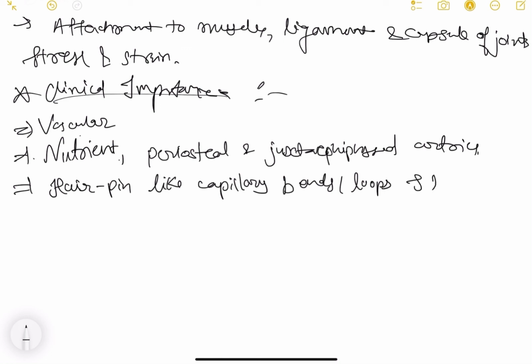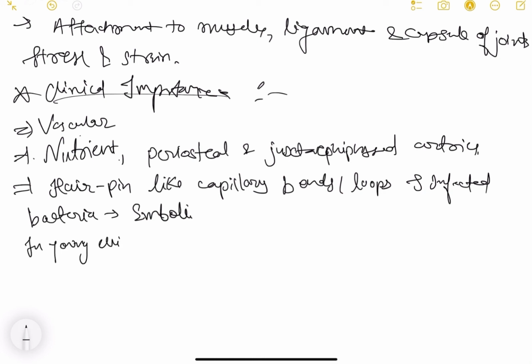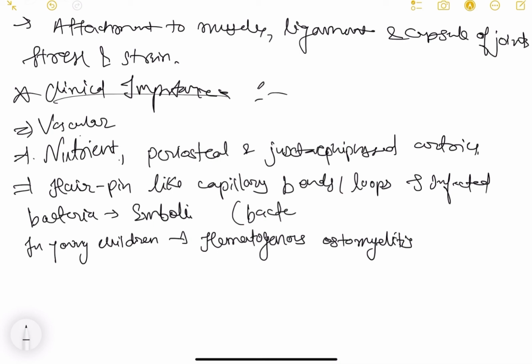So here infected bacteria create emboli. So in young children this metaphysis is at high risk, and it generally leads to hematogenous osteomyelitis. Remember this, hairpin like capillary beds, where generally bacteria get lodged in. Here bacteria get lodged, which leads to hematogenous osteomyelitis.